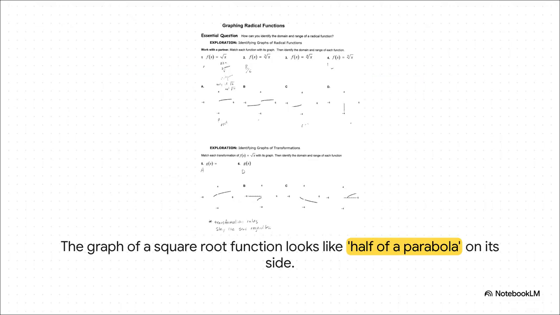And that inverse relationship, that is exactly why the graph of a square root function has that specific shape. It's not just some random curve. It's literally half of a parabola that's been knocked over on its side. It's a perfect reflection across that diagonal line, y equals x.